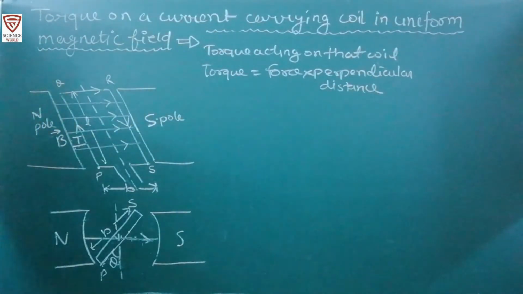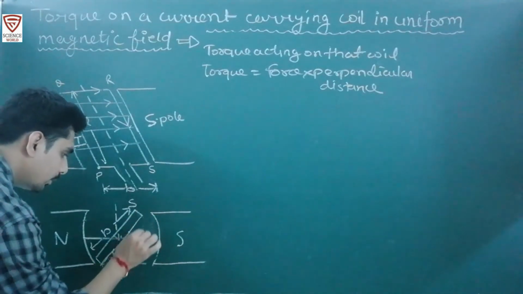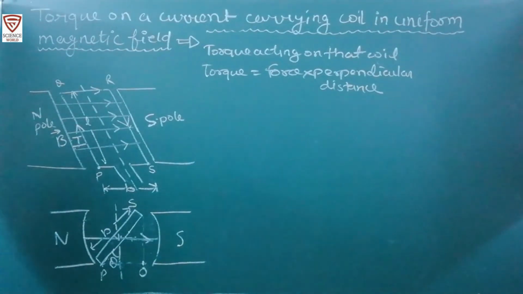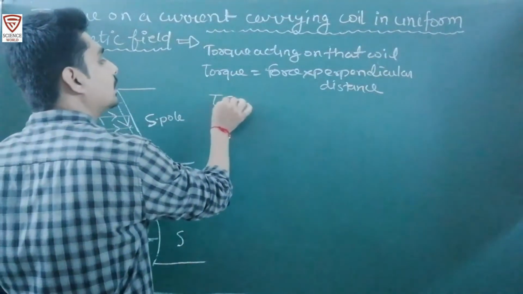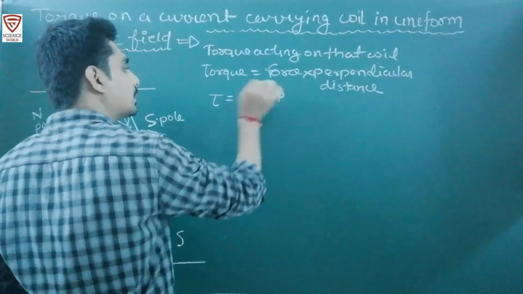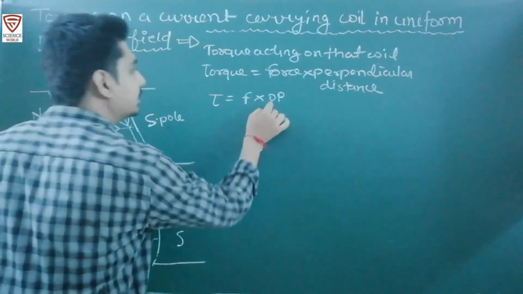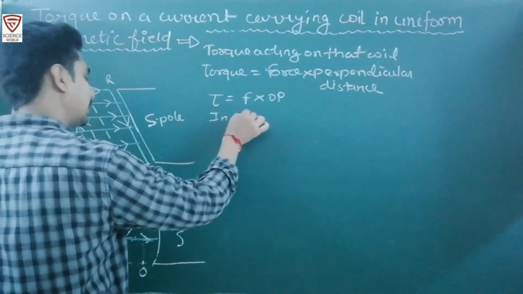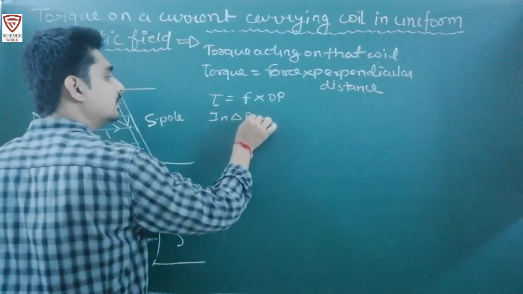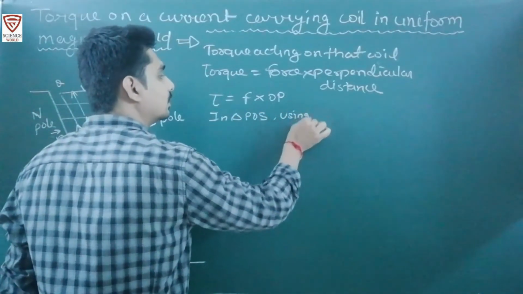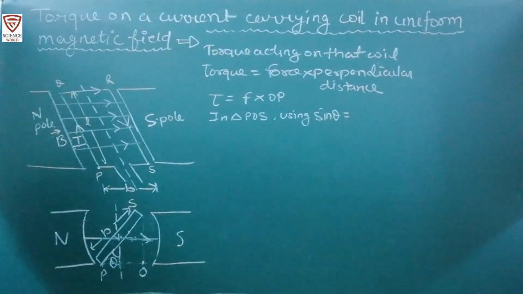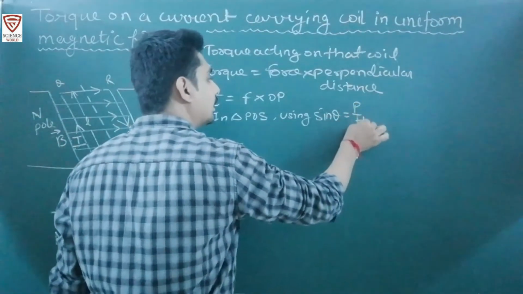To find the perpendicular distance, I take a point O here. So the perpendicular distance will be this OP. So torque will be F into OP. First we will find this OP. We can use triangle POS, using sin theta is equal to perpendicular upon hypotenuse.